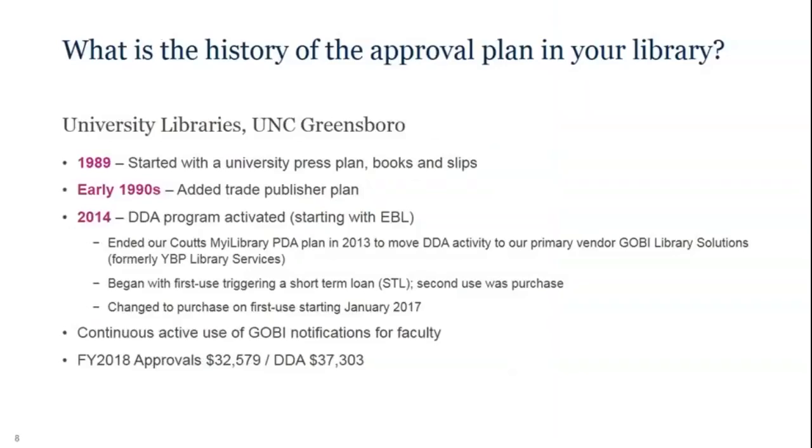So let's talk a little bit about the history of the approval plan at each of these libraries. Christine? Yes. The UNCG libraries initiated our university press approval plan in 1989 with our primary book vendor, YBP, now called GOBI. In the early 1990s, we added trade publishers to the plan. The plan evolved over the years until in 2014, we activated our demand-driven acquisitions plan, starting with EBL titles.